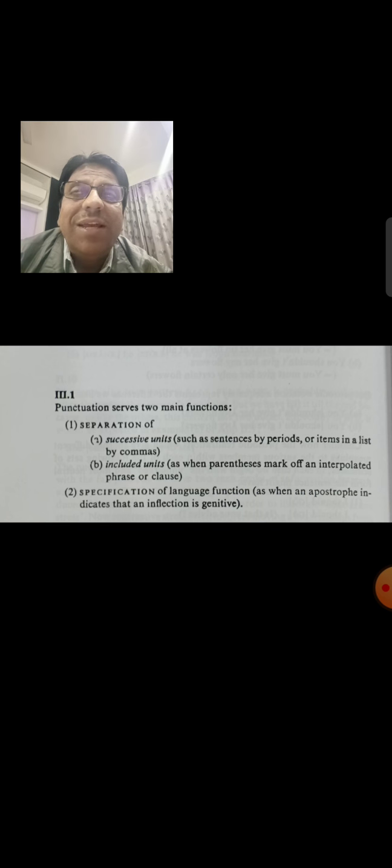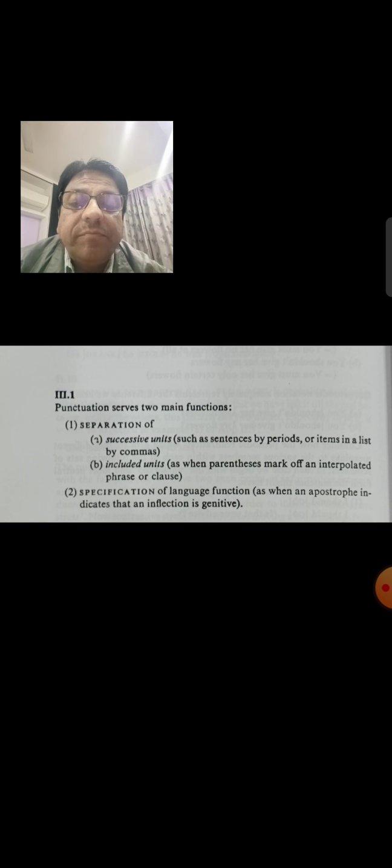So sentences end with a full stop or period, and items in a list can be separated by means of commas. Then there are included units, which are known as parentheses. So the parentheses mark off an interpolated phrase or a clause. So this is what we mean by separation of units. The second function of punctuation is a specification of language function. For instance, there is an apostrophe, which marks an inflection as a genitive rather than something else.